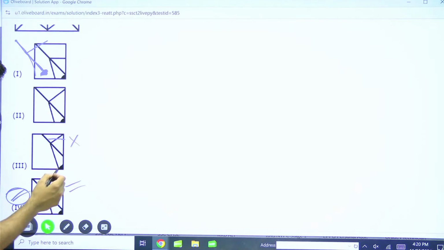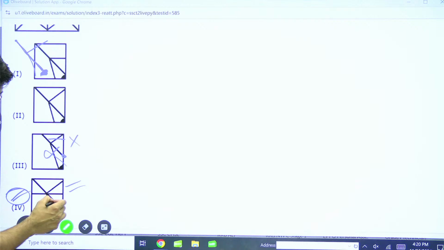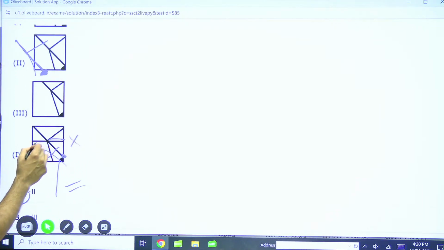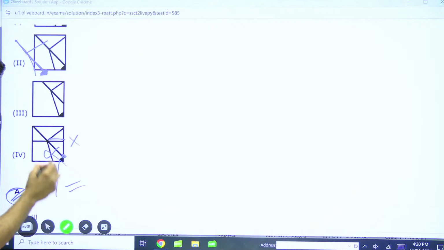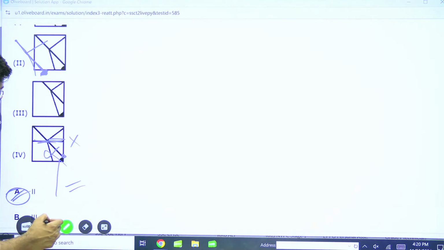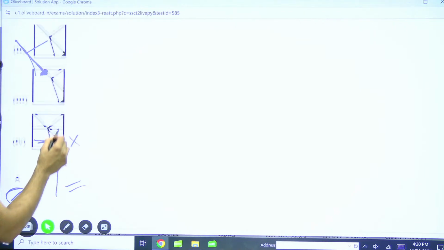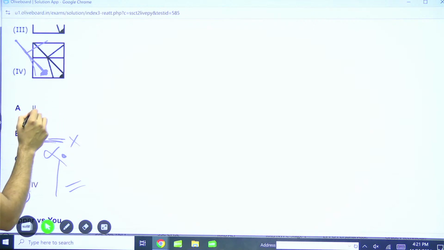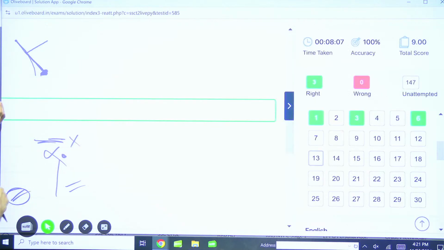In the third one, this is not right because the diagonal is coming from the edges. And in the fourth one, we should not get this line. I think only and only 2 is the right answer, and 2 is given in option number A. So A is the right answer.